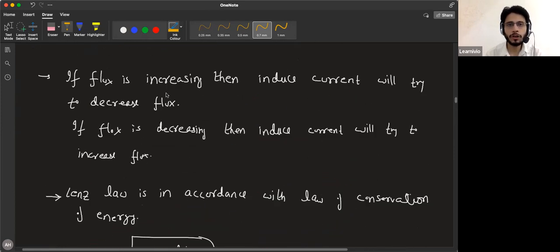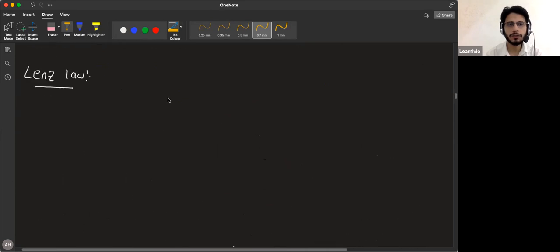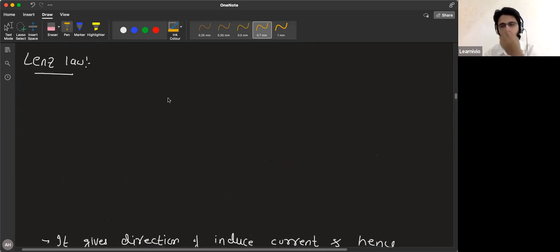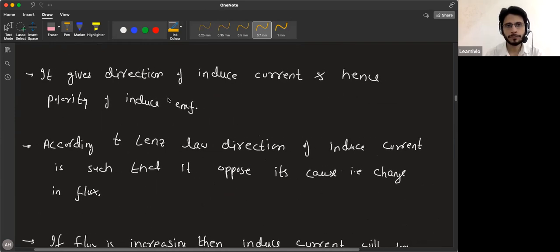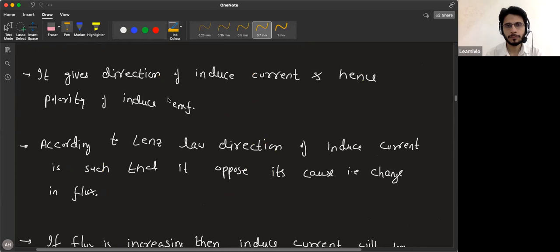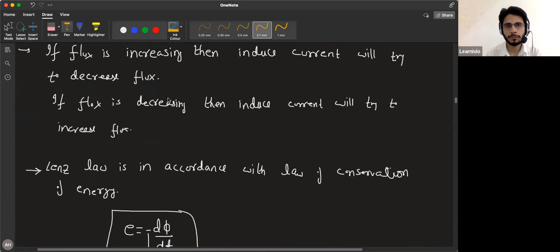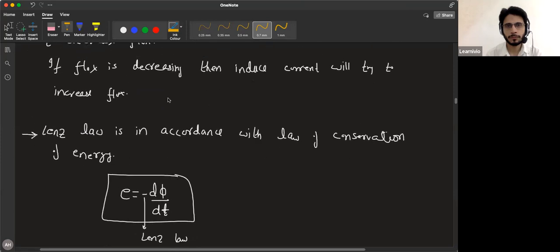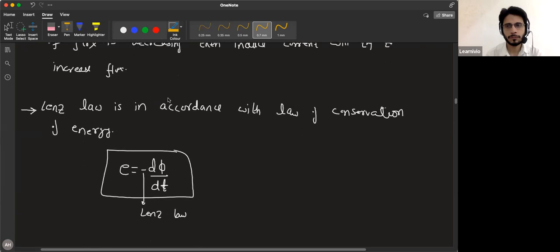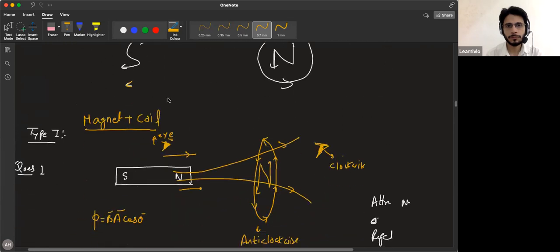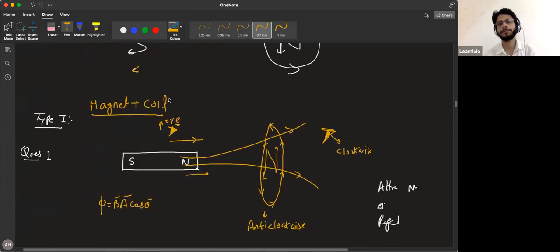Akshay, you can take a screenshot. We started Lenz law. Okay. You can take a screenshot. We started Lenz law. Done, sir. Now you can write.